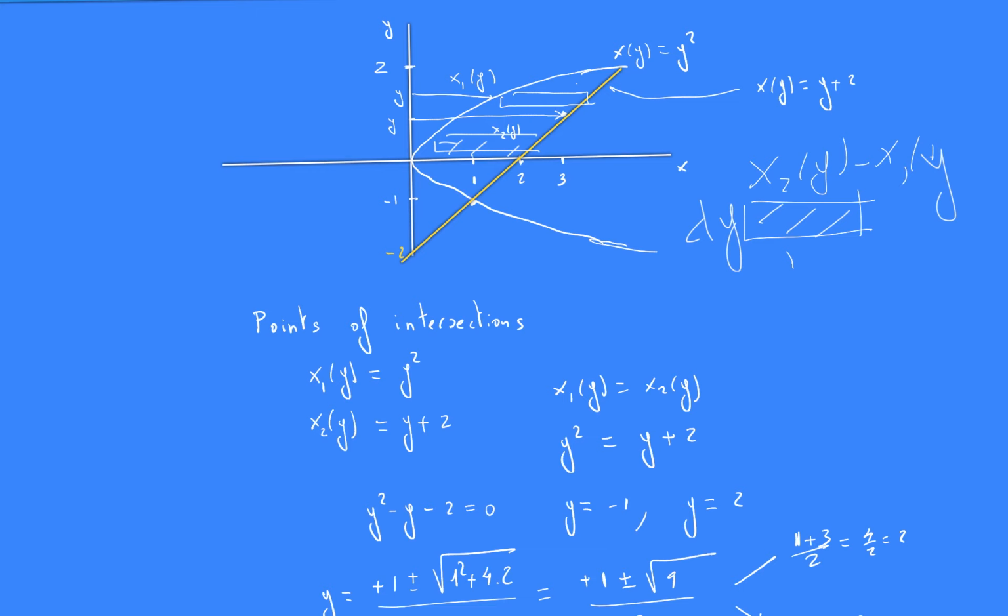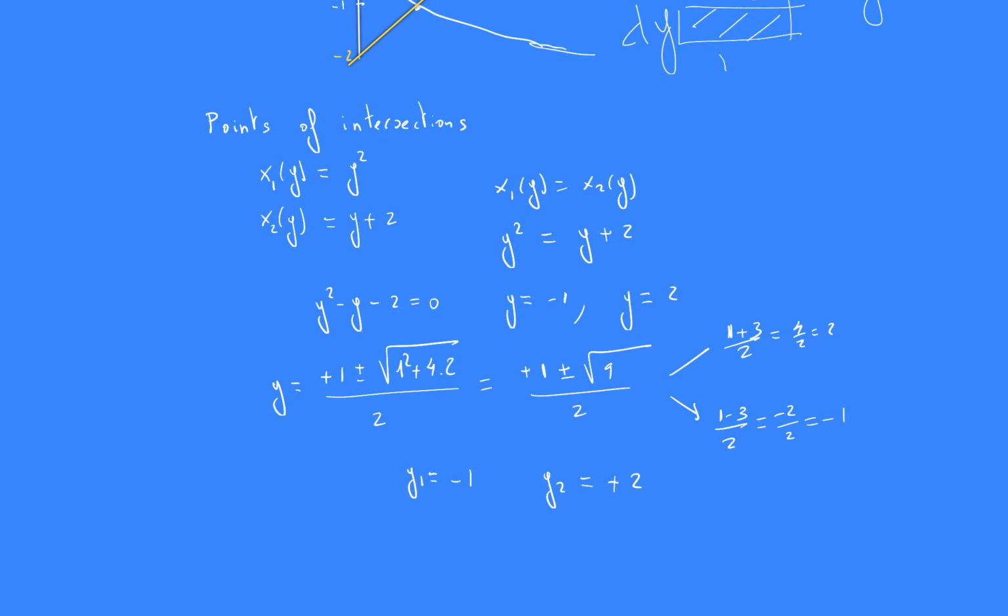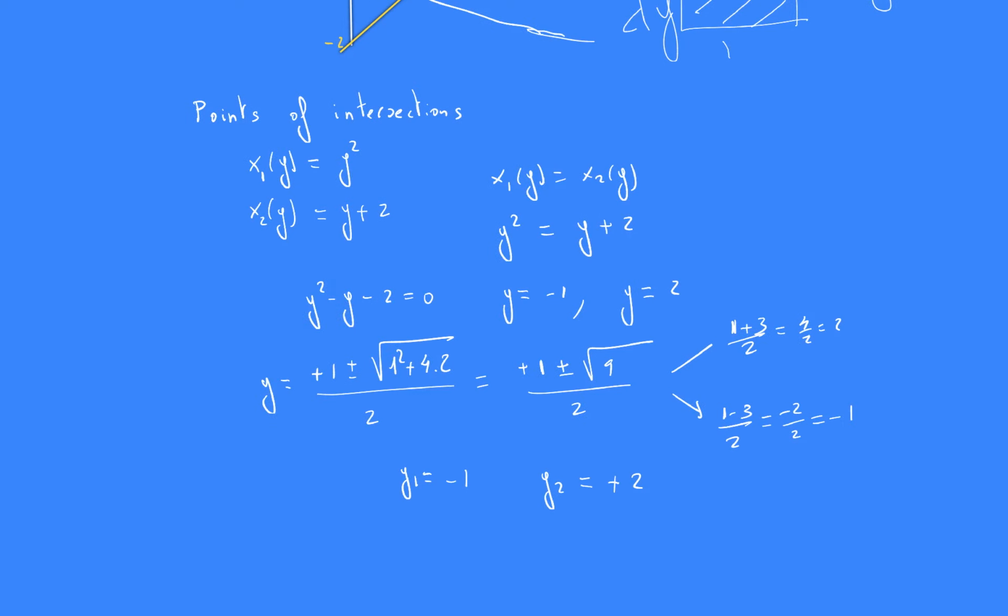As I said, the important thing here is to make the setup. If you try to find the point of intersection, it's down here. The points of intersection are y equal minus 1 and y equal 2. Very easy. Impose the condition that x1 of y equal x2 of y, y squared equal y plus 2, solve it and you will find the y at which the two curves intersect. So now let's do the setup of the problem.